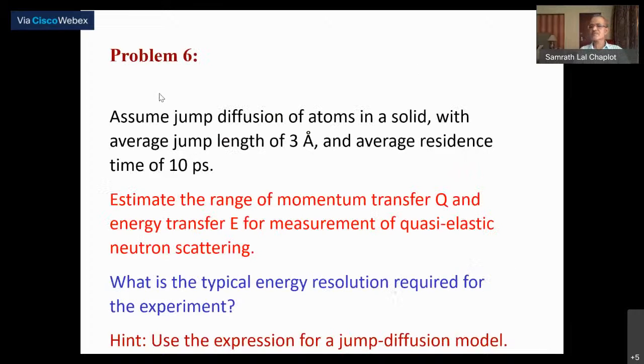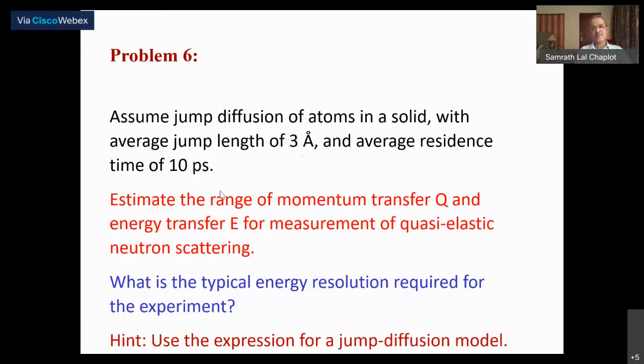So the next problem is: assume that there is a jump diffusion of atoms in a solid with a typical jump length of, say, 3 angstrom. This is the typical distance between the neighboring atoms, or between an atom through which the atom can jump, and assume that the average residence time is 10 picoseconds.